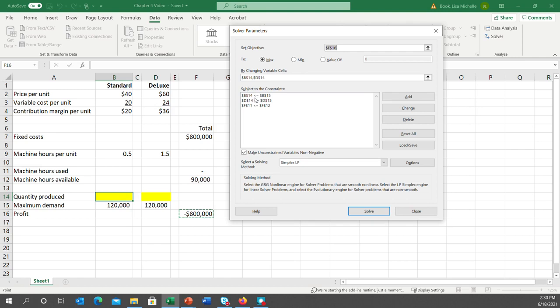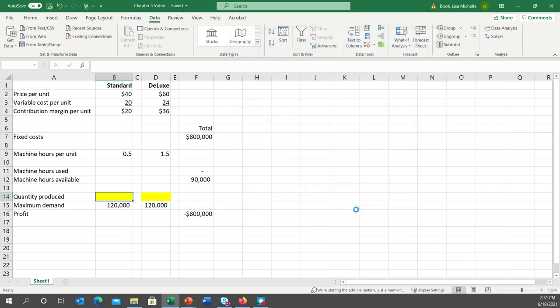What are my constraints? The quantity I produce for standard has to be less than the maximum of 120,000 units. The quantity for deluxe has to be less than the maximum, and my calculated amount of machine hours used has to be less than the maximum 90,000. So again, using the power of my solver here, it does come out to 120,000 units of standard and 20,000 of deluxe, and that agrees with our manual calculations that we did earlier.